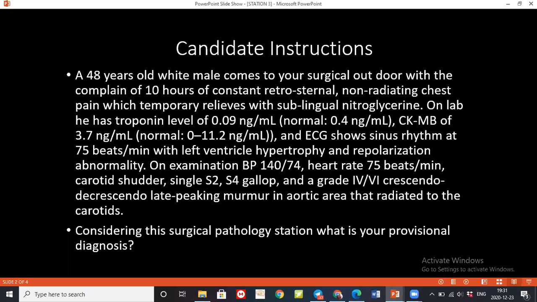Right. If you have read and understood, kindly please tell me what is your provisional diagnosis? So it may be aortic stenosis. Very good. Can you please tell me the pathophysiology of aortic stenosis?